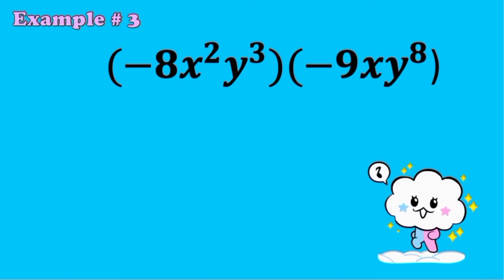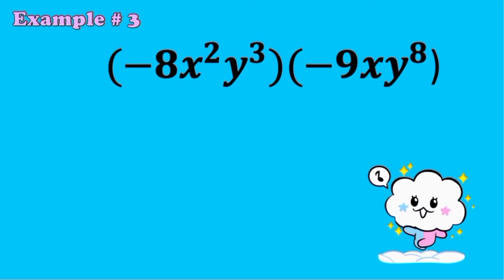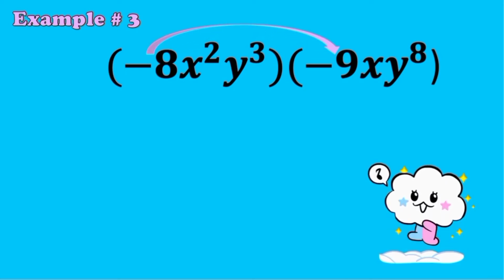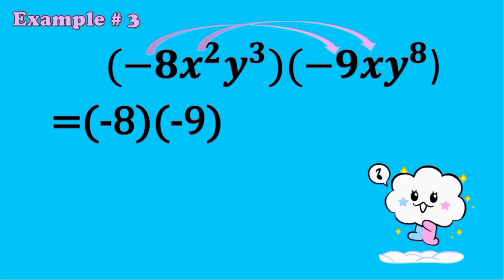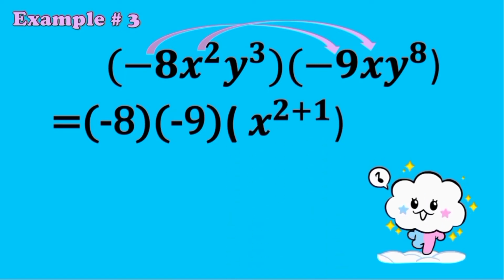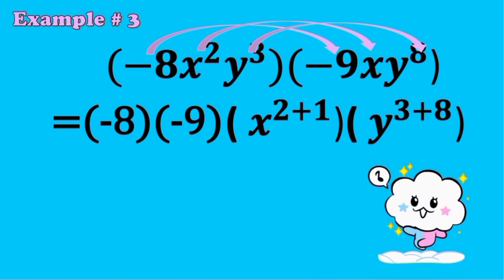Example number 2. Negative 8 x squared y cubed multiplied by negative 9 x y to the 8th power. First, multiply the numerical coefficients. We have negative 8 multiplied by negative 9. Now multiply the literal coefficients. First is for x, x to the 2nd power plus 1. Then for y, we have y to the 3rd power plus 8.